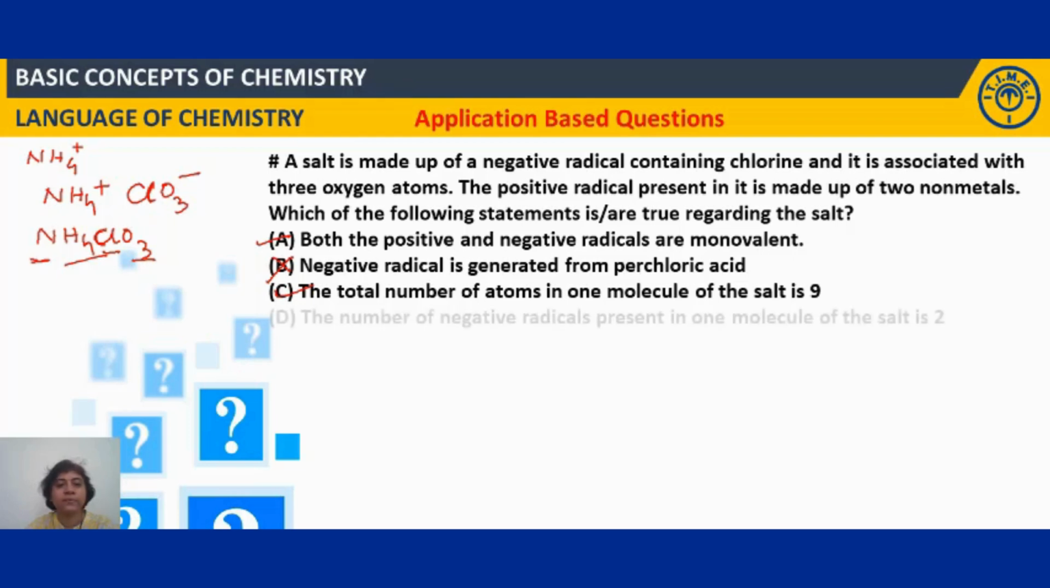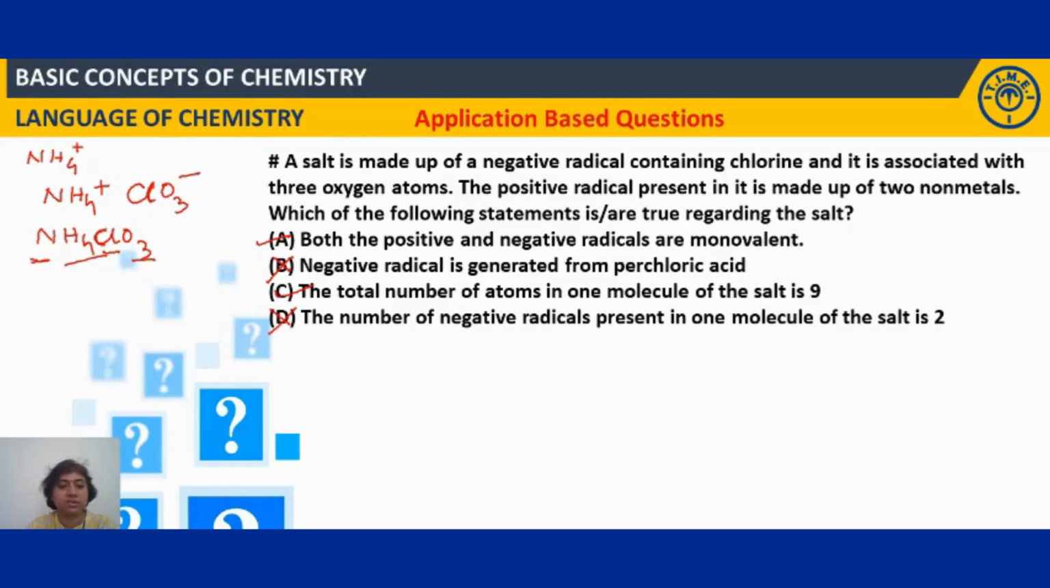The number of negative radicals present in one molecule of the salt is 2. Is it 2? No, because it is NH4 plus and ClO3 minus. So NH4ClO3. The negative radical present is only 1. So this fourth statement is not correct.